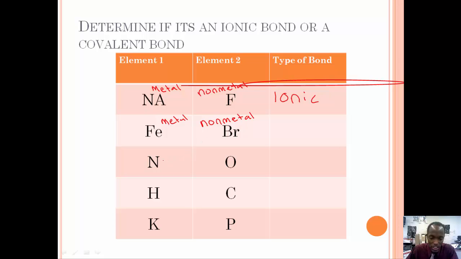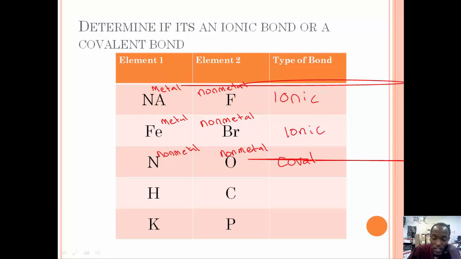Alright, nitrogen is a non-metal. It's in the air that you breathe. Oxygen is a non-metal, also in the air that you breathe. So a non-metal and a non-metal, if we remember, form a covalent bond, and I do apologize for the streaks. Alright, hydrogen is a non-metal. Carbon is also a non-metal. And this will form a covalent bond.